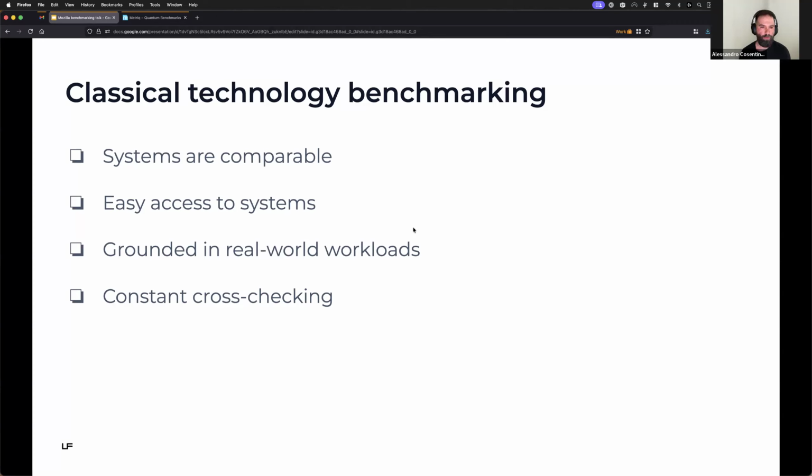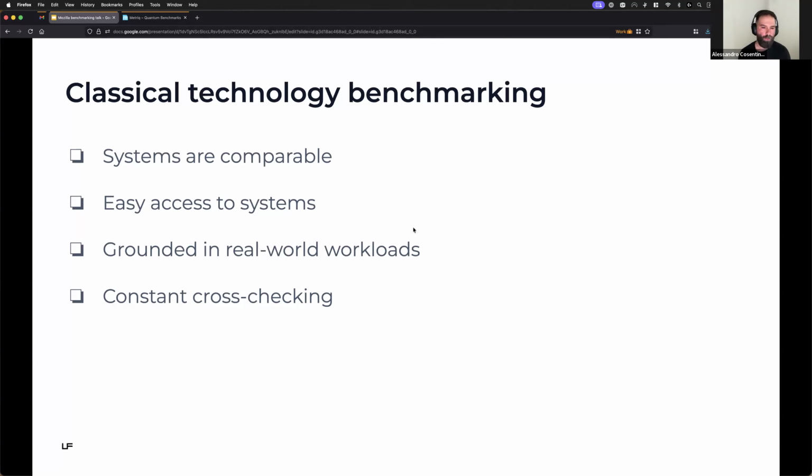The access to the systems is also fairly easy. You can buy a laptop for like 300 US dollars, and you can run things at home. Or if you want to run larger things, you have access to cloud systems that are not that expensive nowadays.